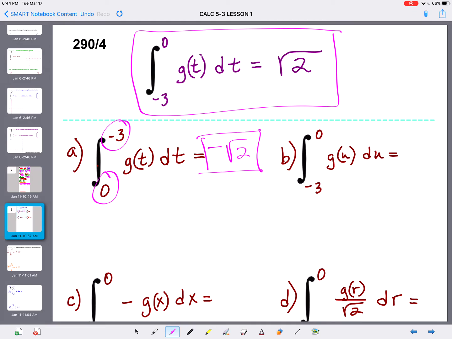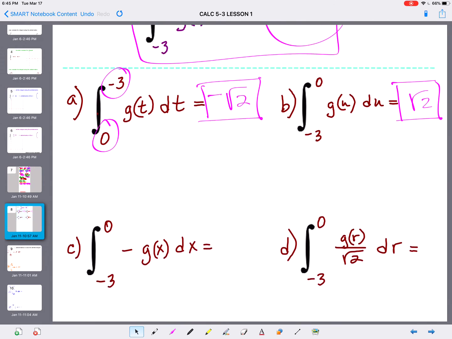Notice this one, B. It's the exact same problem, except they changed the variable. No problem at all. It's the same area. So that's going to be exactly the same as the one you see up top. That's √2, because it's the exact same area, -3 to 0, of that g function. Let's go down to C.